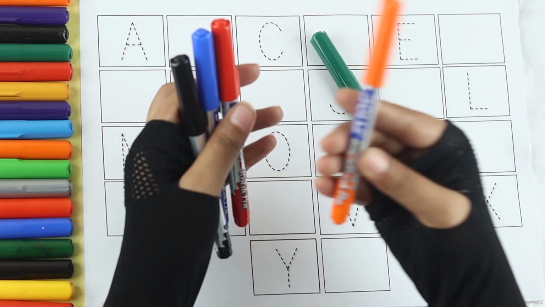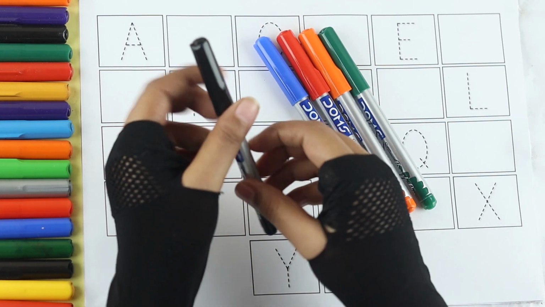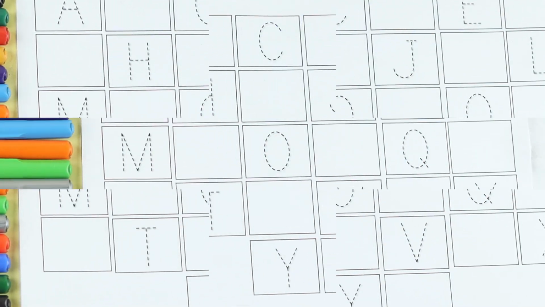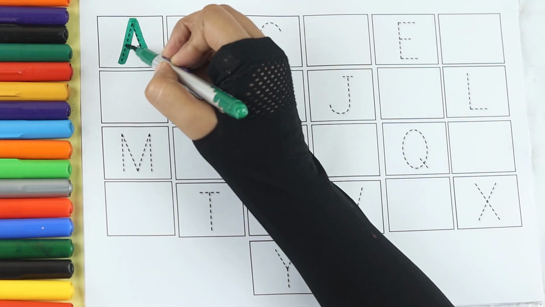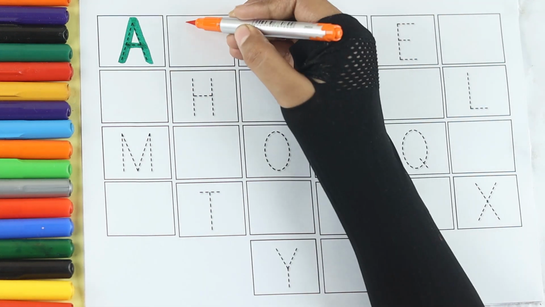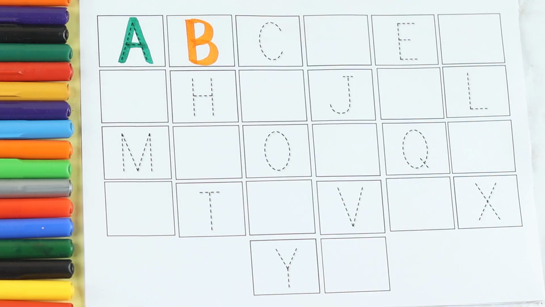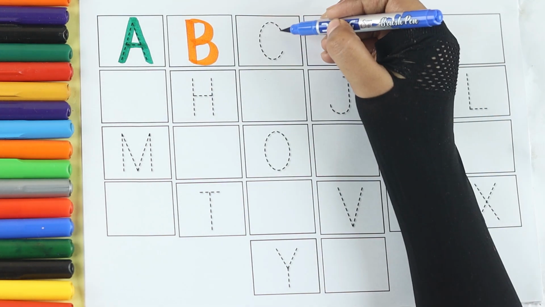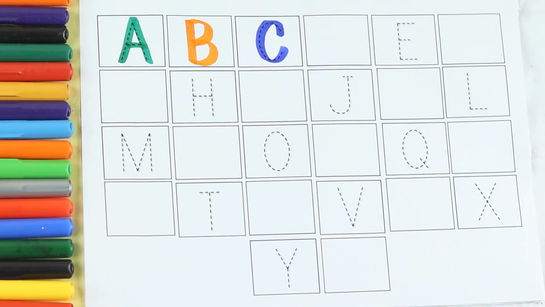Color, orange color, red color, blue color, black color, green color. A for apple. Orange color, B for ball. Blue color, C for cat.